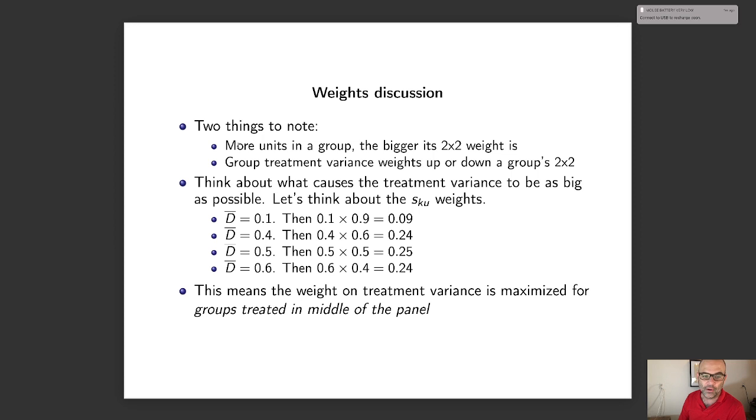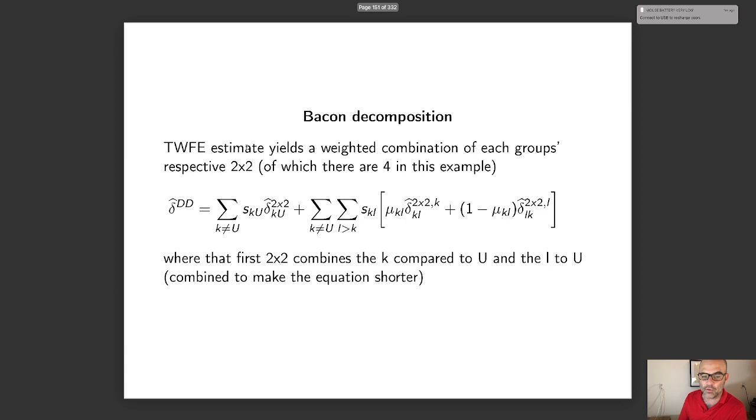So more units in a group, the bigger its 2x2 weight is. All right, so I think that's probably pretty intuitive. I was thinking about this one day. If a guy had a gun to my head, and he was like, I want you to tell me right now, do you think that the weight on a particular 2x2 will be larger if that 2x2 has more units? And I had to guess, I would say yes, okay?